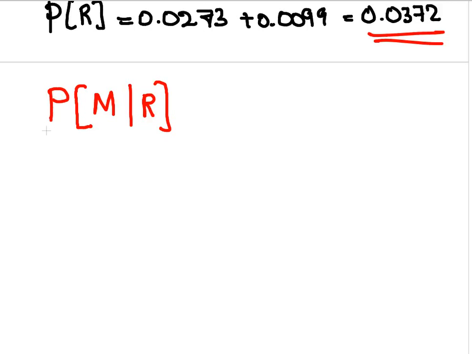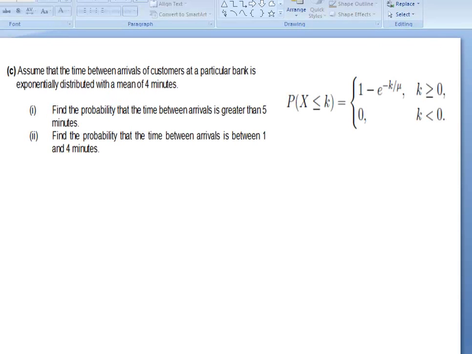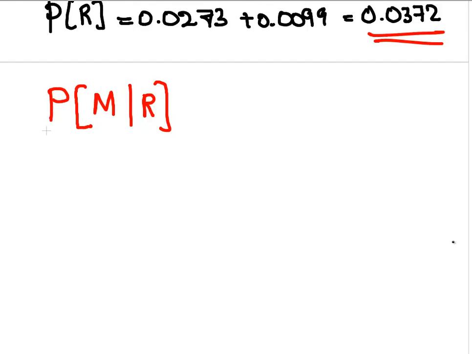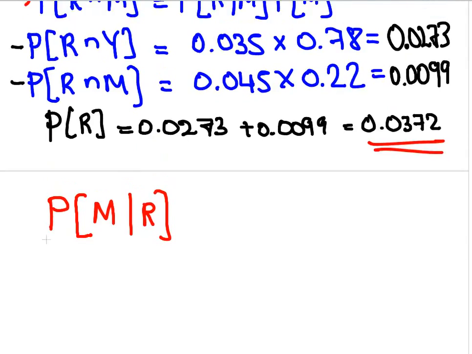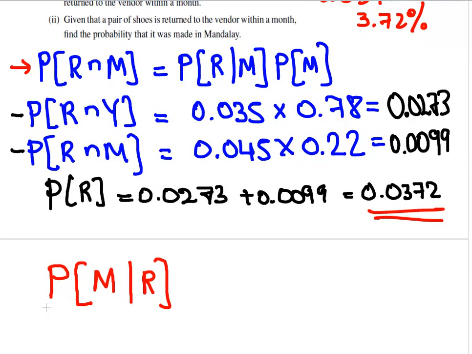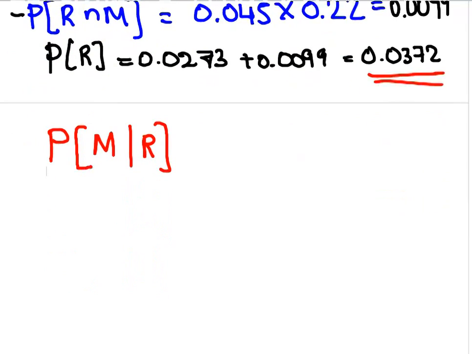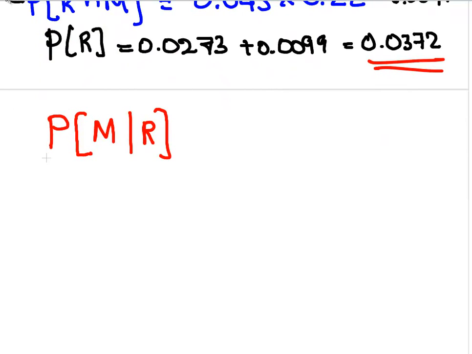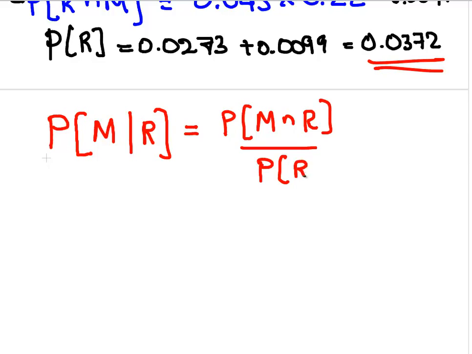So I'm just going to slide up here a second, and let's have both on. That's not it. Hang on a sec. Let's slide up here a second, and there we go. Given that a pair of shoes is returned to the vendor within a month, find the probability that it was made in Mandalay. So given that it was returned R, find the probability that it came from Mandalay. So probability of M given R. Now let's use our conditional probability formula again. That is equal to probability of M and R divided by the probability of R.